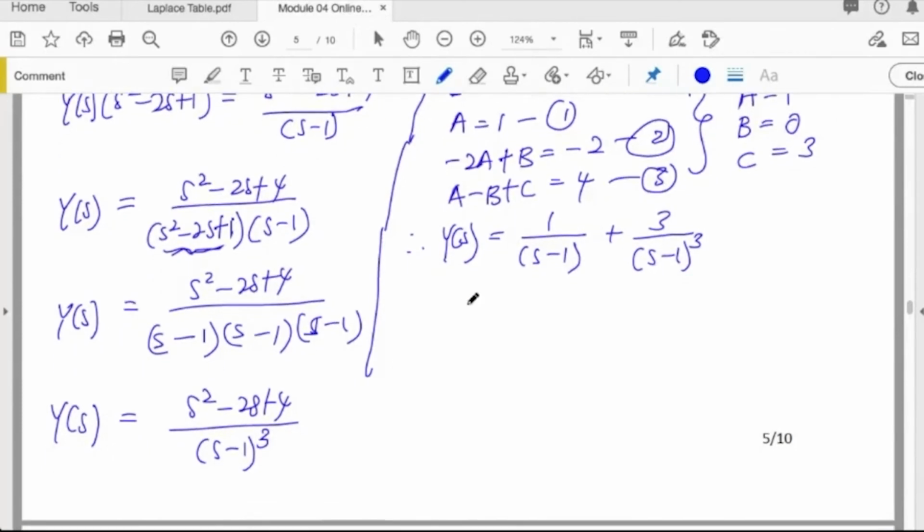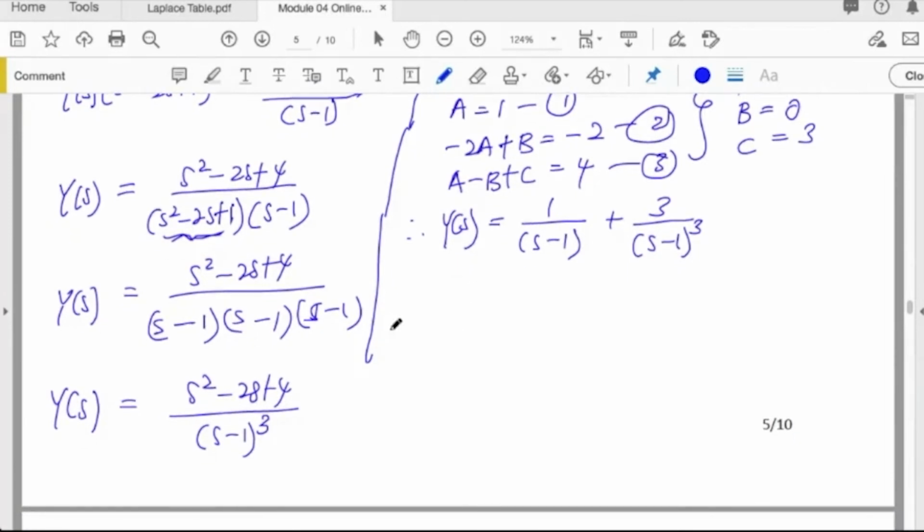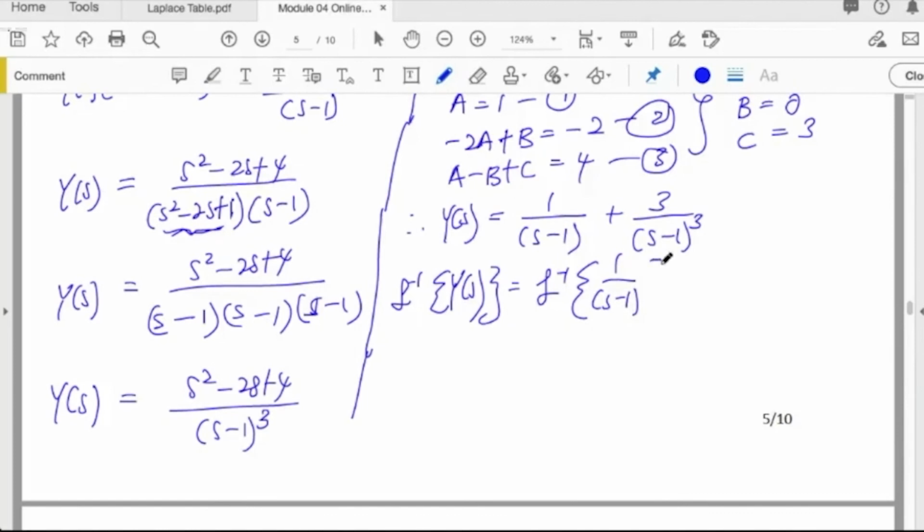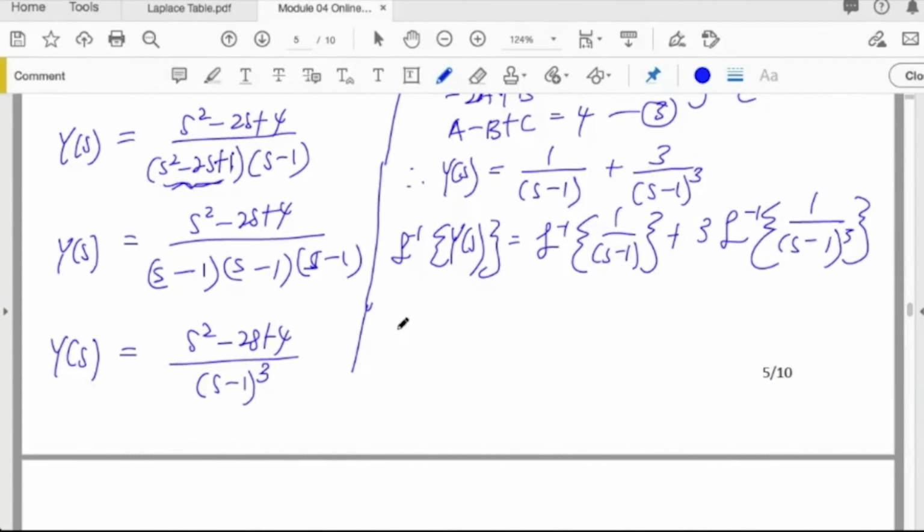So next we convert into the time domain, then we apply inverse Laplace. So we apply inverse Laplace of Y(s), and then inverse Laplace of 1 over s minus 1, plus 3 is a constant. Okay, so you can bring it outside. We take inverse Laplace of 1 over (s minus 1) to the power of 3.